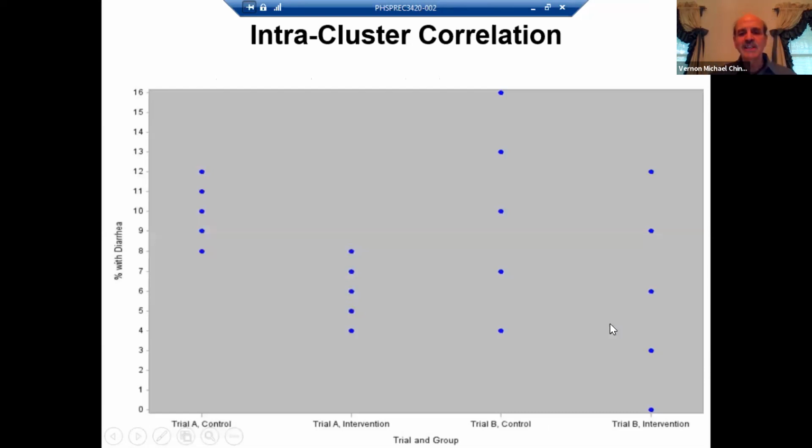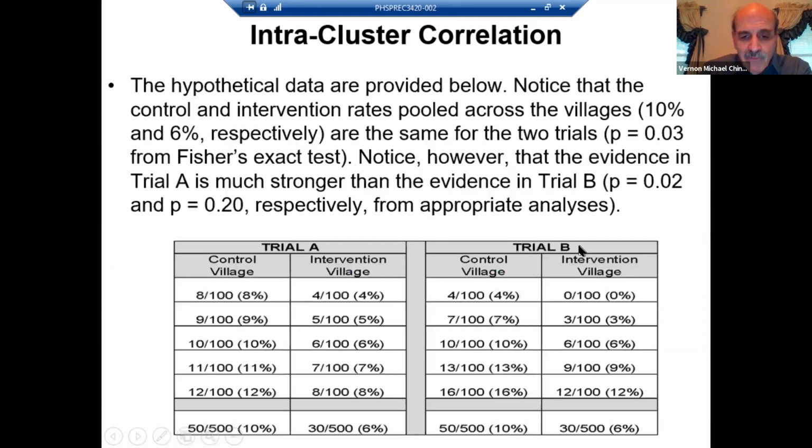And actually, it's easier to see that variability when you look at a graph. So here are the percentages in the 5 control villages from trial A. Here's the 5 percentages from the intervention in trial A. And again, you can see there's not as much variability as there is in trial B for control and intervention, right? So we want to account for that. So we would do analyses that account for that type of variability that you see across the villages, right?